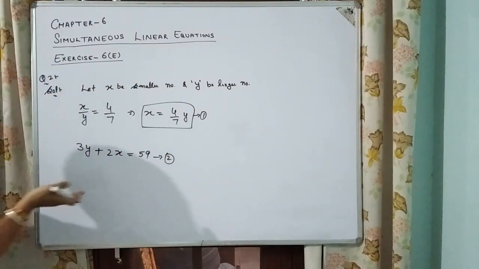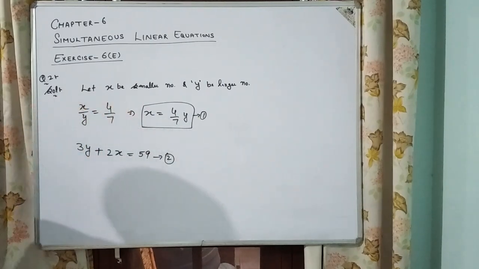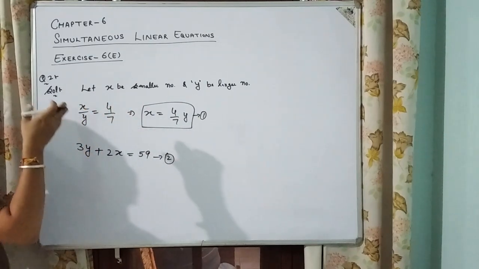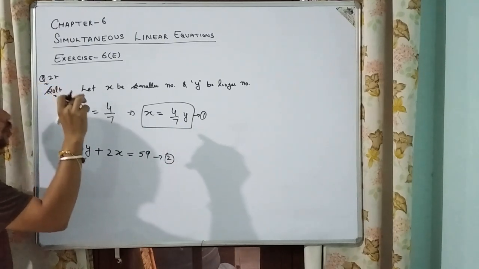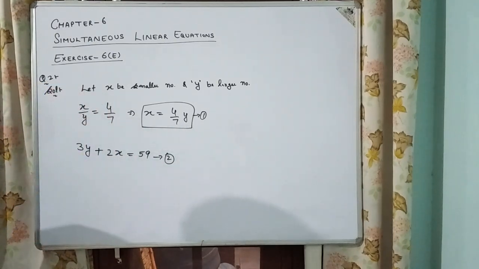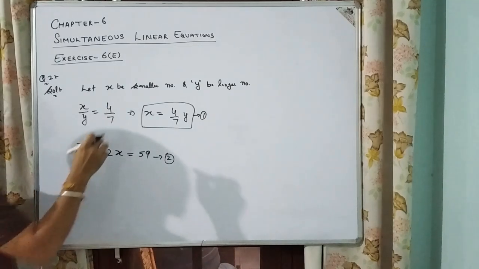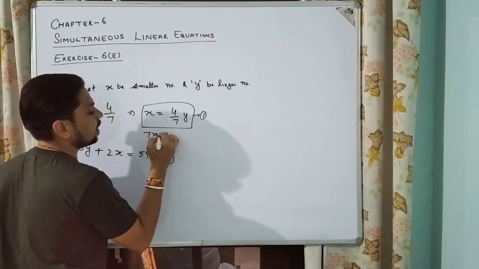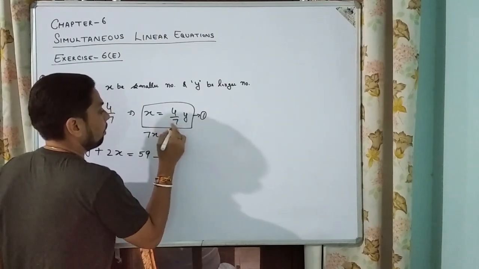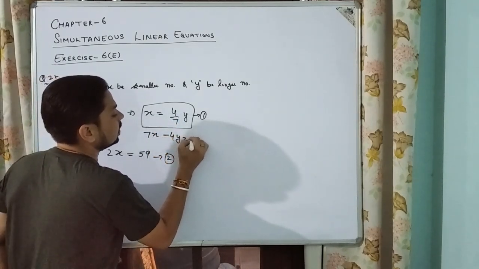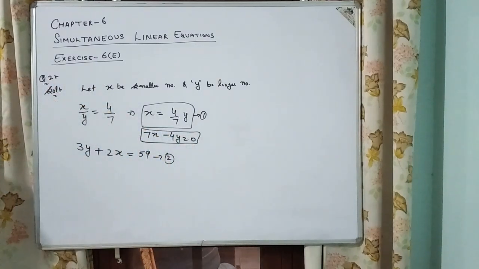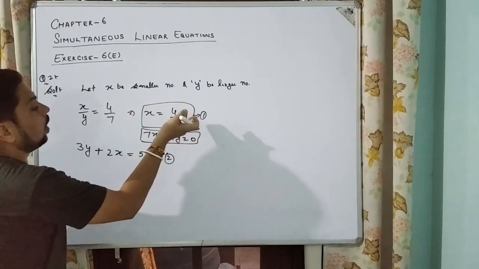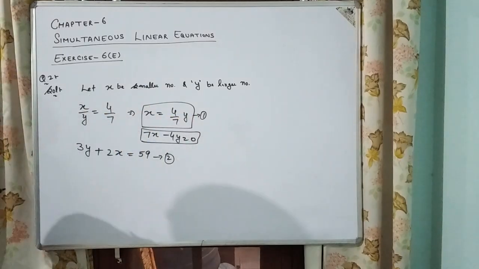Again, you can solve this by the substitution method or elimination by equating the coefficient. If you want to use elimination by equating the coefficient, you can write this as 7x minus 4y equal to 0. You can also solve the sum using this method. But we'll again use the method of substitution.